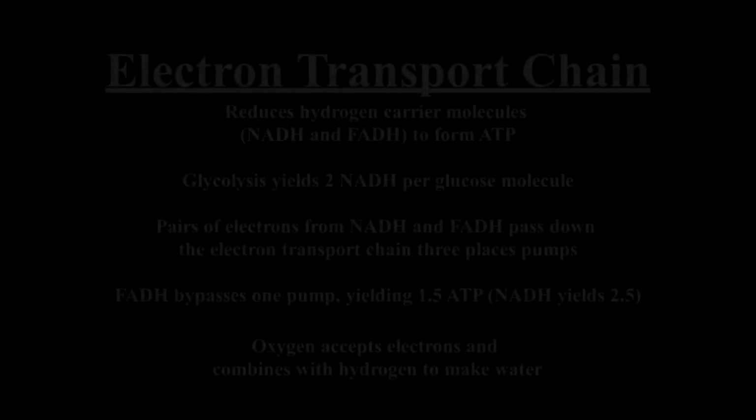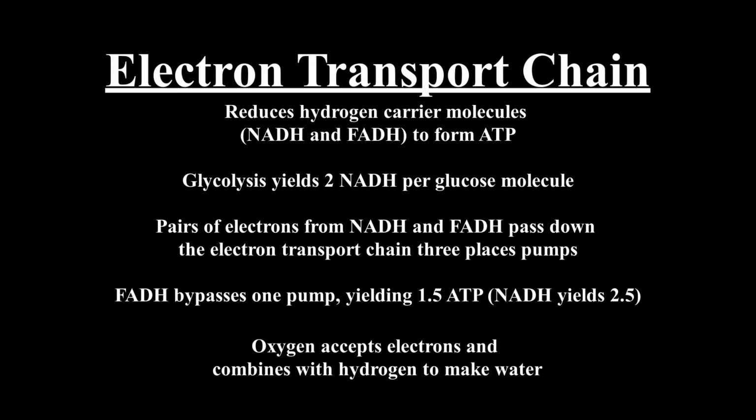And that takes us to the electron transport chain, which uses the potential energy of reduced hydrogen carrier molecules to rephosphorylate ADP into ATP. Glycolysis degrades glucose, yielding 2 NADH per glucose molecule. Pairs of electrons from NADH and FADH formed by the Krebs cycle pass down the electron transport chain by cytochromes via a series of oxidation-reduction reactions at 3 places, otherwise known as pumps. FADH bypasses one pump, yielding 1.5 ATP, while NADH yields 2.5. At the end, oxygen accepts electrons and combines with hydrogen to make water. Without oxygen, oxidative phosphorylation cannot occur, and ATP can only be formed by anaerobic metabolism.